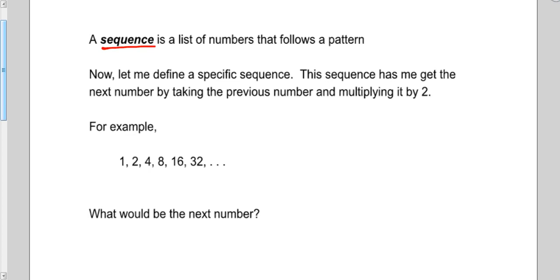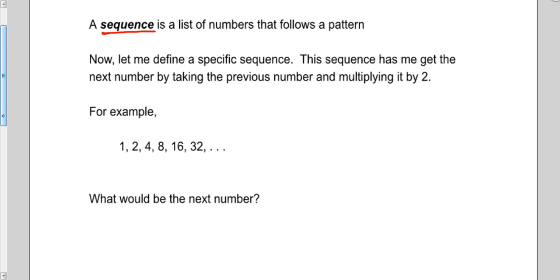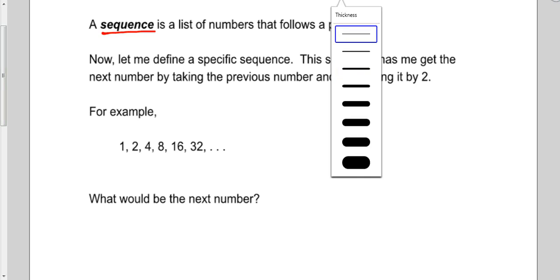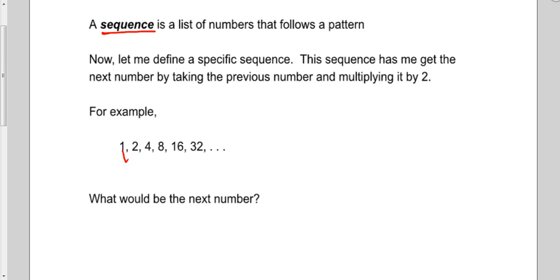Now we're going to define a specific sequence. This sequence can give me the next number by taking the previous number and multiplying it by 2. So, for example, this sequence right here, 1, 2, 4, 8, 16, 32, and so on. I'm going to make my pen skinnier so I can fit this in here. Now, I started at 1 and I got to 2. One way to get to 2 is to multiply this by 2. 1 times 2 equals 2.